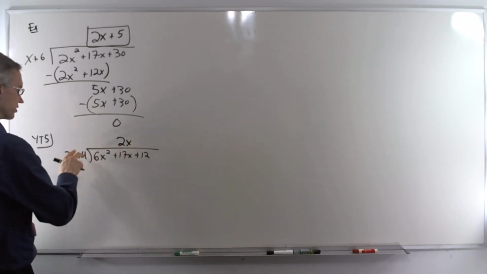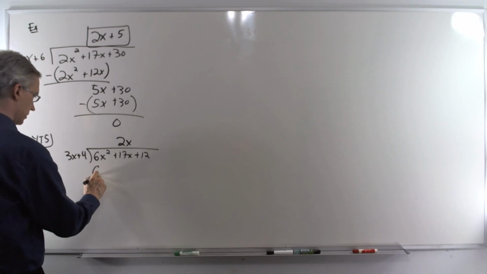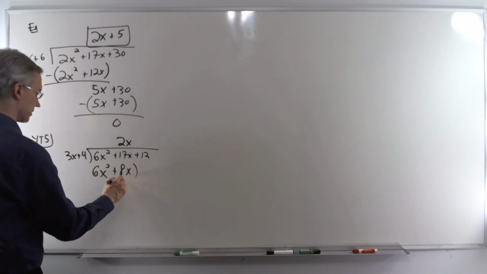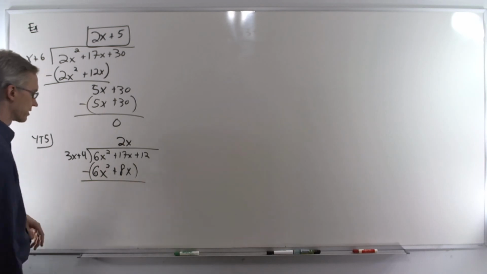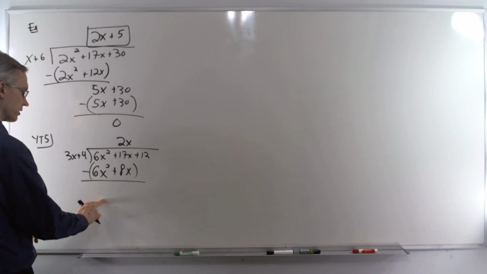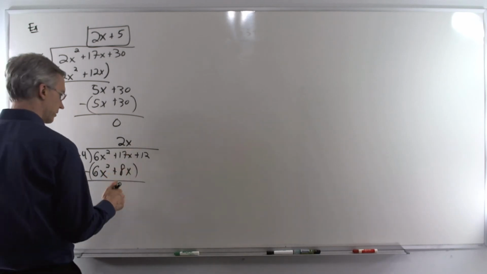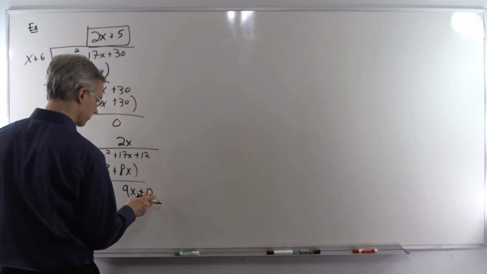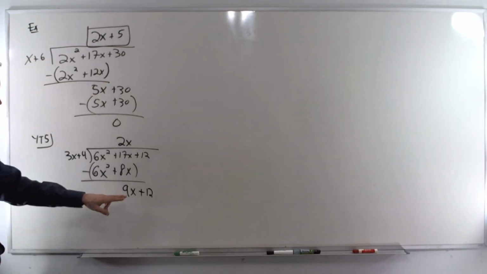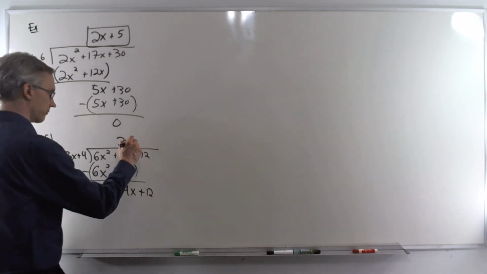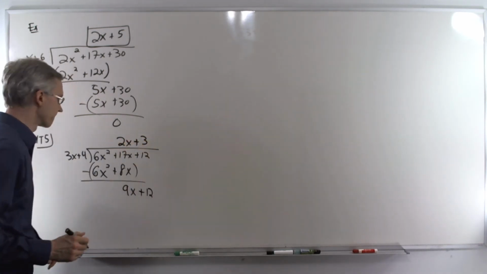And we take 2x and distribute into this polynomial. So that is 6x squared plus 8x. Put parentheses around it and subtract. 6x squared minus 6x squared is 0. Good. 17 minus 8 is 9. So we got 9x. Bring down the next term, plus 12. All right, now we need to match 9x. So 3x times something is 9x. That is 3. So put your multiplier up here.